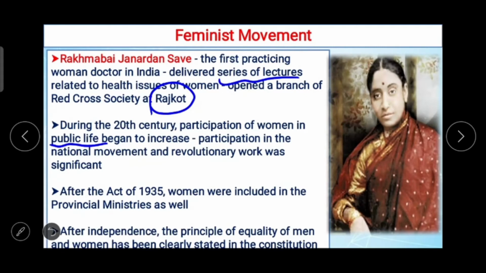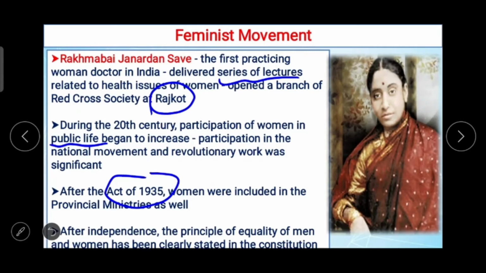After the Act of 1935, women were included in the provincial ministries as well. And this was not a small thing. Because of all such measures, women participated on a large scale in the feminist movement.